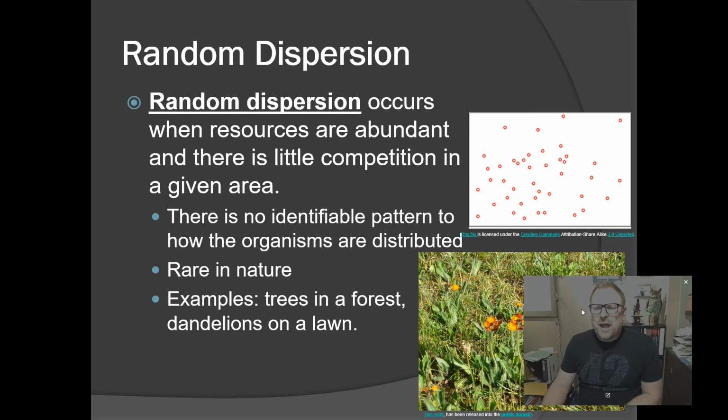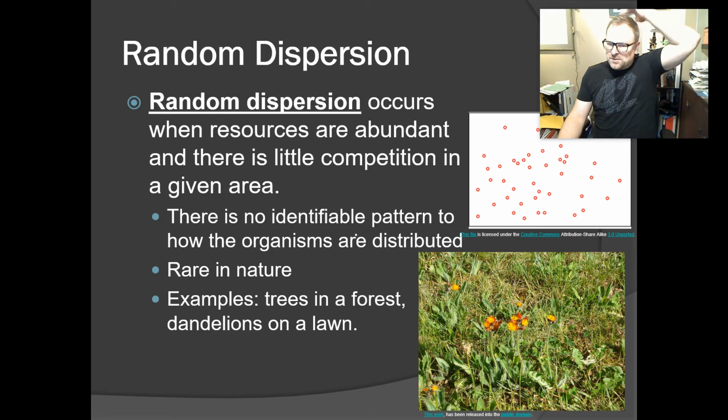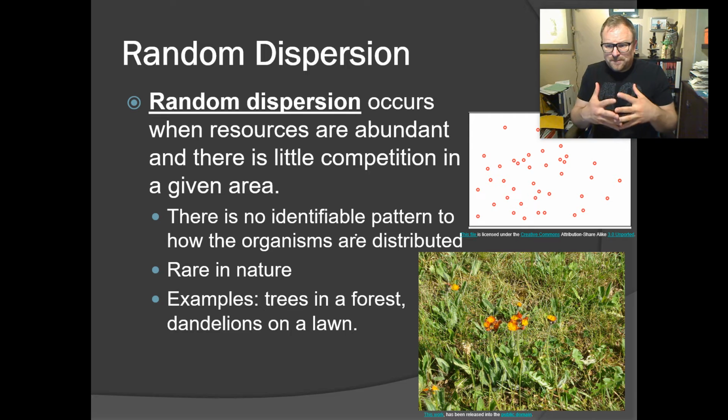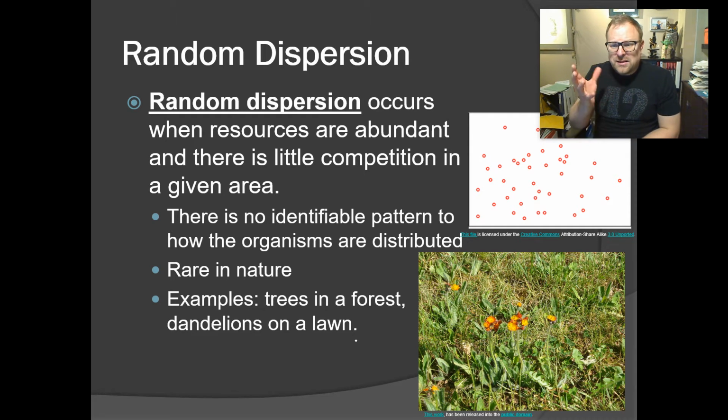So let's talk about random dispersion first. Random dispersion occurs when resources are abundant and there is little competition in a given area. So there's no identifiable pattern to how the organisms are distributed. It's relatively rare in nature. And I like to think of it as one of the ones that plants exhibit a lot because of the way they disperse, sending out seeds. Thinking of a dandelion, for example, it's random how the wind picks up the seed pods, and where those seed pods end up landing and germinating and turning into a dandelion. So that stuff is relatively random.